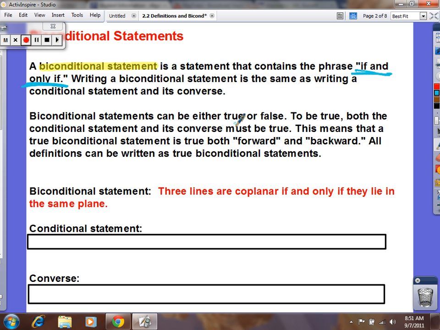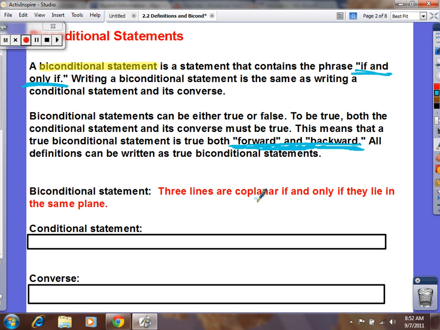To be true, both the conditional statement and its converse must be true. That means it's true forward and backwards. If it's true forwards and backwards, then you've got a legitimate argument. Lawyers can make money with legitimate arguments. Okay, here's the phrase.